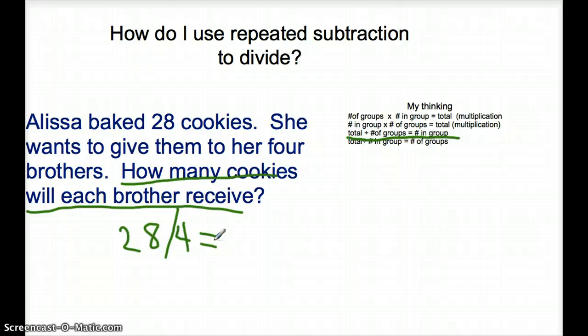So I'm going to use repeated subtraction. So I want you to think to yourself, what is the first step? You should have said the first step is we're going to start at 28 because we're going to start at that total and then we're going to subtract repeatedly. Okay, so what number am I going to subtract? That's right, I'm going to subtract 4.